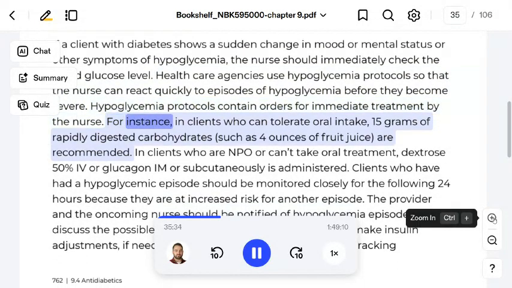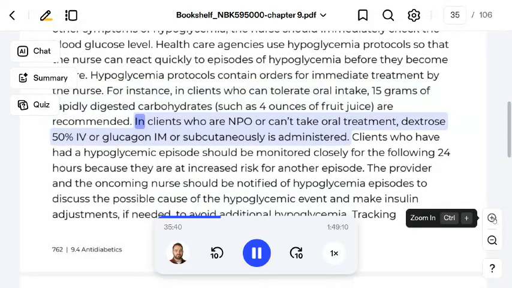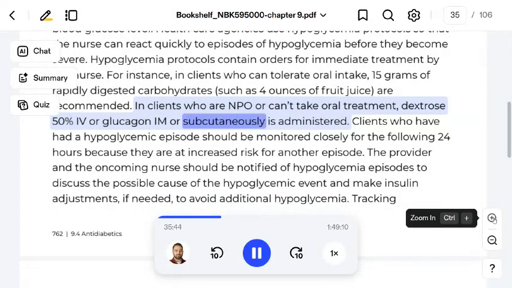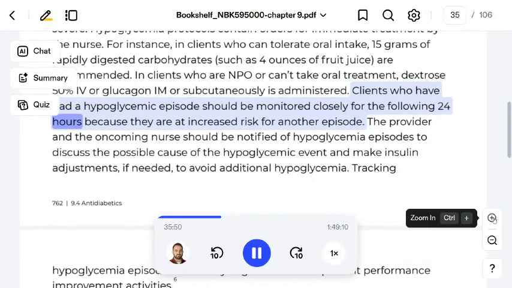For instance, in clients who can tolerate oral intake, 15 grams of rapidly digested carbohydrates are recommended. In clients who are NPO or can't take oral treatment, dextrose 50% IV or glucagon IM or subcutaneously is administered. Clients who have had a hypoglycemic episode should be monitored closely for the following 24 hours because they are at increased risk for another episode.